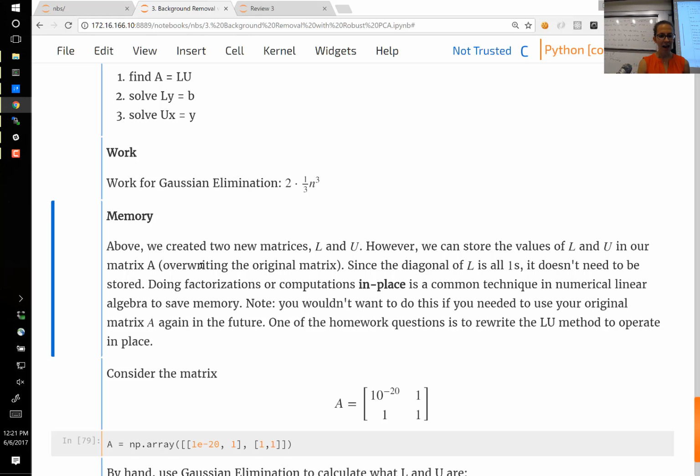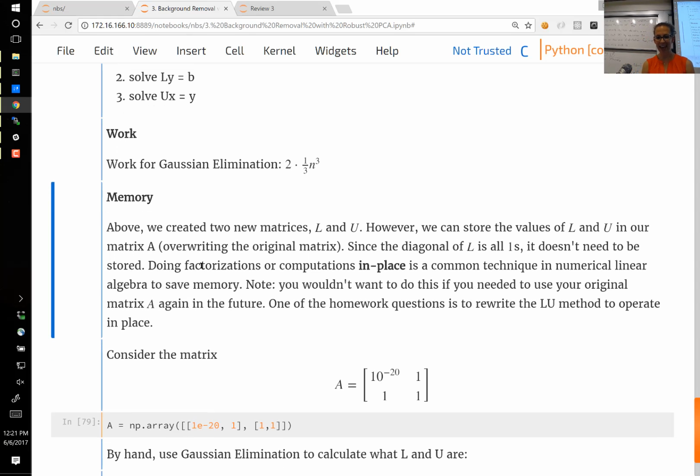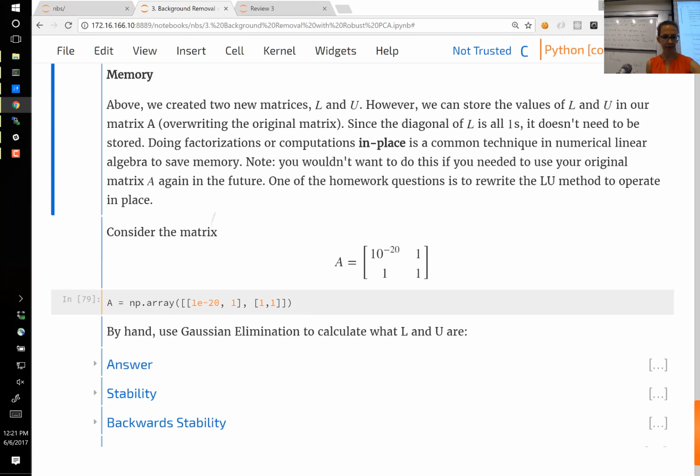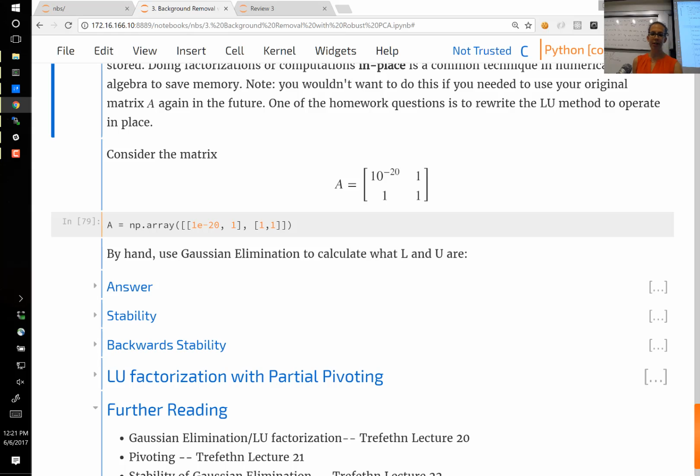Okay, so now we're going to consider another matrix, A, which is 10 to the negative 20th, 1, 1, and 1. And actually, I want you to take a moment just on paper to use Gaussian elimination to calculate L and U.